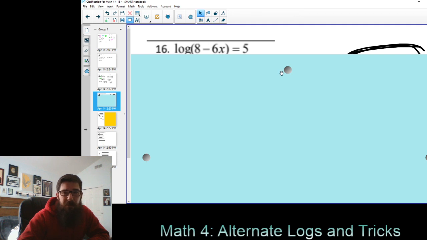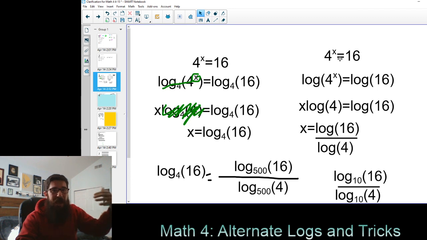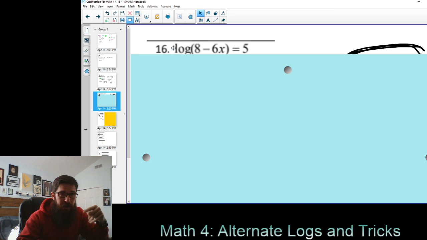Now, where this came from is people were asking, how do we solve this guy right here? This log of, I think it's number 16 on the Math 3 Knowledge one. How do we solve log of 8 minus 6x equals 5? If a log undoes exponentiation, I had 4 to the x. My x is in the exponent. It's being exponentiated. How do I undo that? I use logs. What's going to undo a logarithm then? Exponentiation.